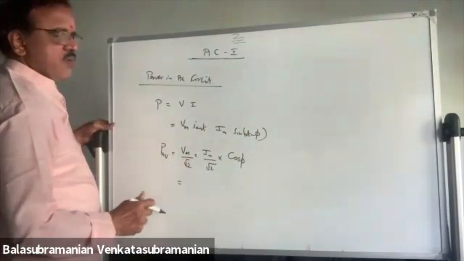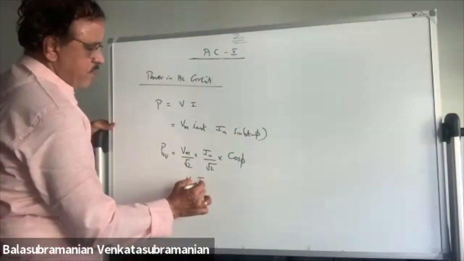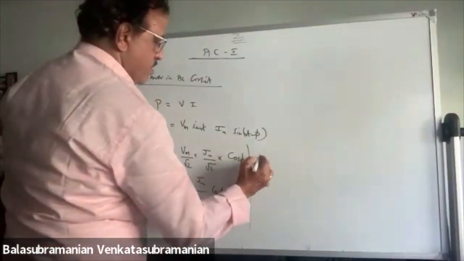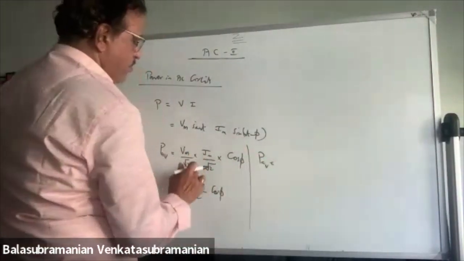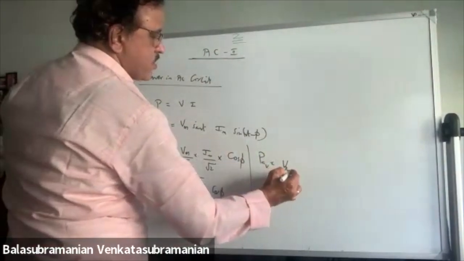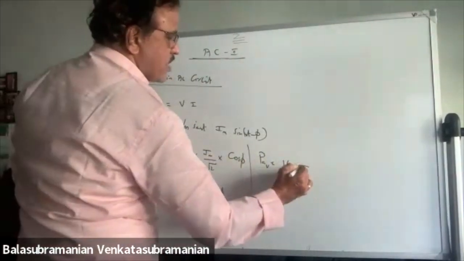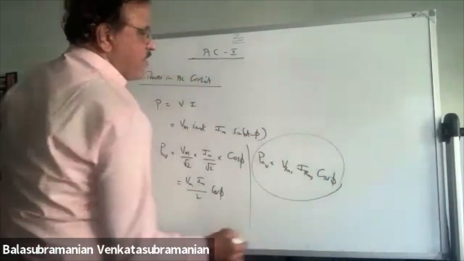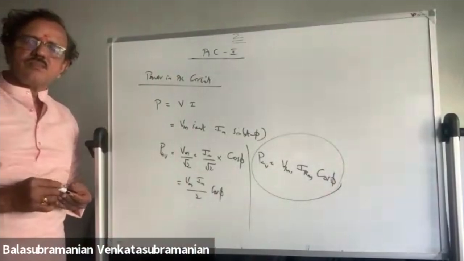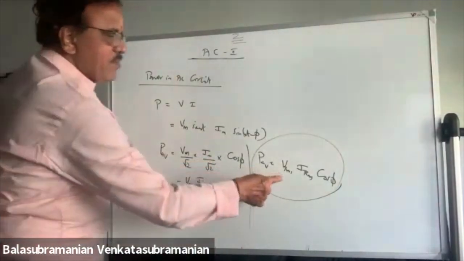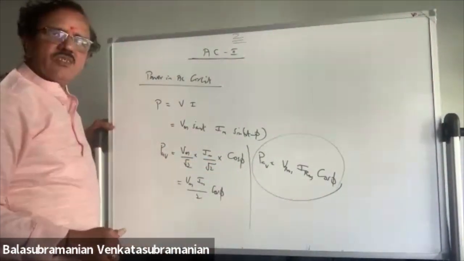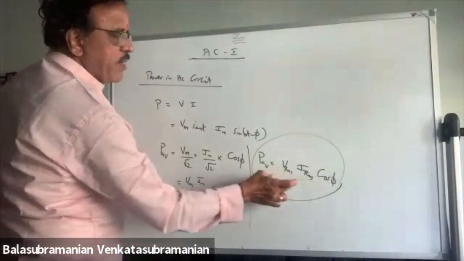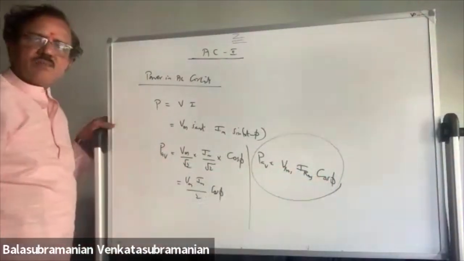Vm Im by 2 cos phi, where Vm by root 2 is Vrms, Im by root 2 is Irms, and cos phi we call the power factor. Vrms into Irms is the apparent power. Actual power or average power by apparent power is called the power factor.